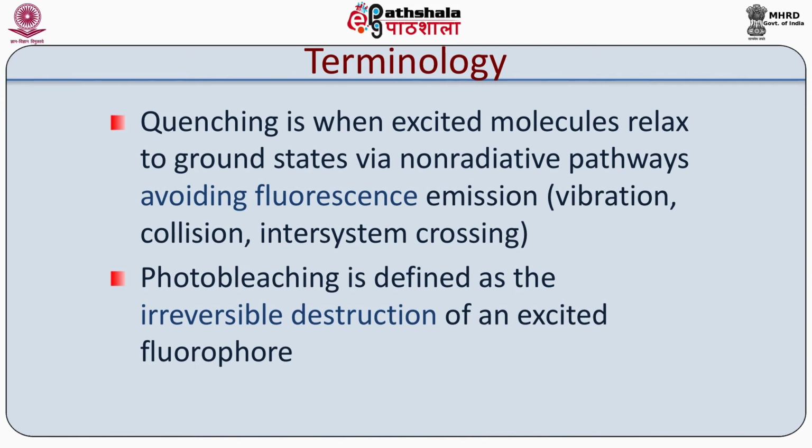Now, when a molecule in the excited state comes to the resting state, it may release energy by non-radiative processes called quenching and eventually dissipate it as heat. The range of wavelength over which a fluorescent molecule can be excited is termed its absorption spectra, and the range of emitted wavelengths is its emission spectra. Also, photobleaching is another process which results in an irreversible destruction of an excited fluorophore.